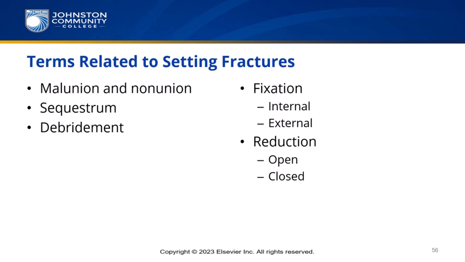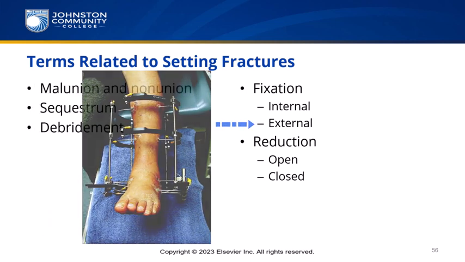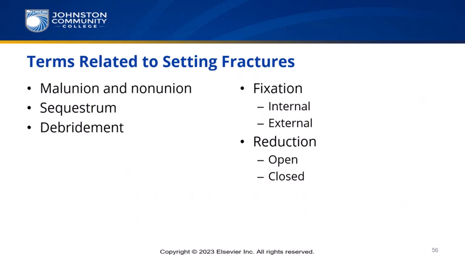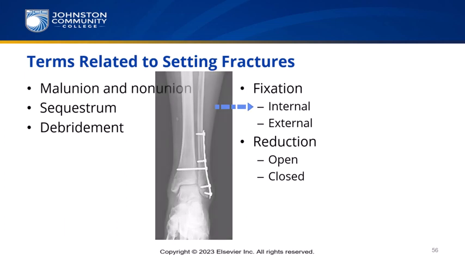Once alignment of the ends of the fracture is accomplished, a method of holding them in place until they heal is necessary. If the bones are stabilized without the need for any opening of the skin, it is termed external fixation, or EF. If an incision is necessary for the bones to be held in place by pins, screws, or plates, it is termed internal fixation, or IF.